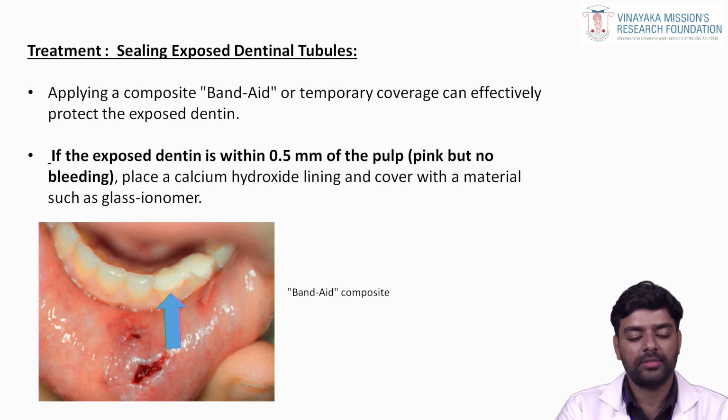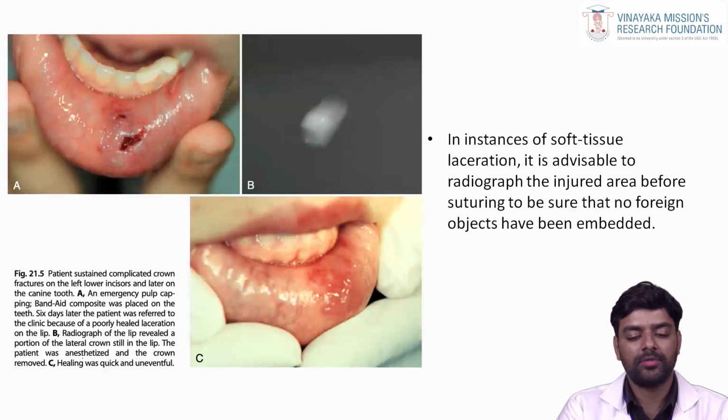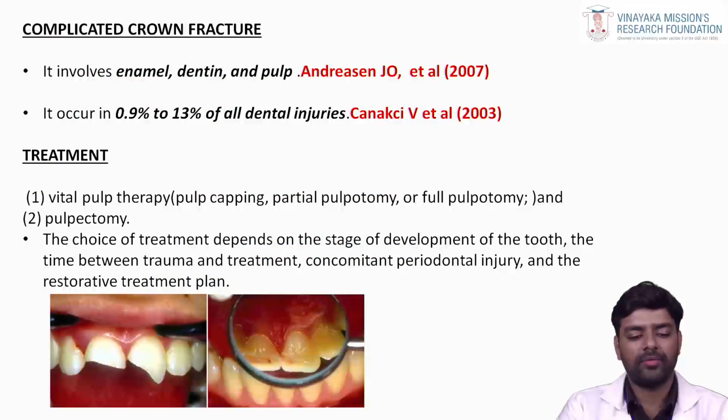In this picture you can see the band-aid composite applied over the fractured tooth. After any soft tissue injury, we have to take a radiograph to confirm whether any foreign bodies are present or not. Coming to the complicated crown fracture, it involves mainly enamel, dentin and the pulpal region.